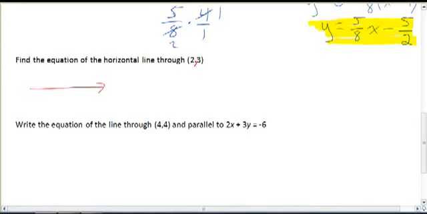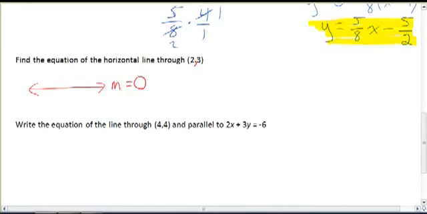Okay, so, think about a horizontal line. What do we know about the slope of a horizontal line? If you know something about the slope, it makes your life a whole lot easier. Hopefully you remember the slope of any horizontal line is 0. It's flat. It's not rising or falling. It's perfectly flat, so it has 0 slope.